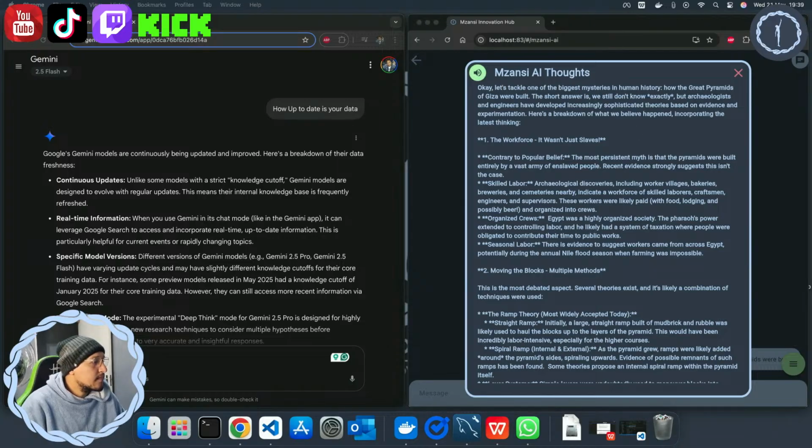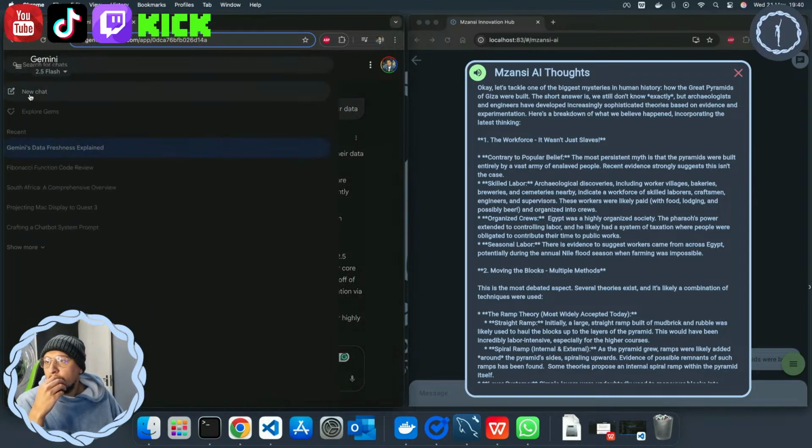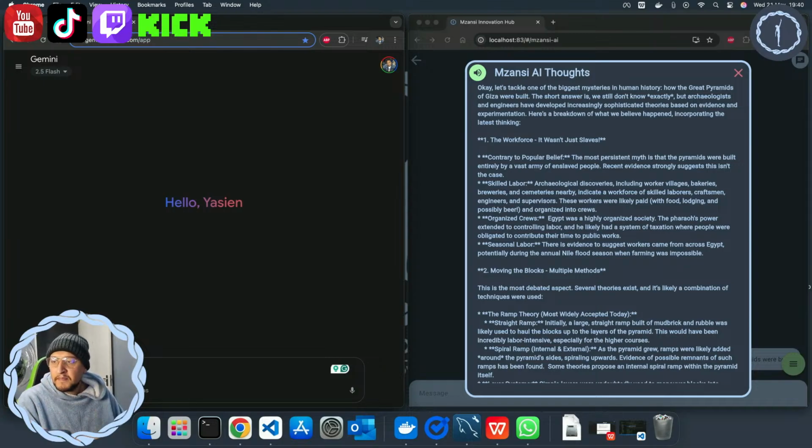Okay, let's tackle one of the biggest mysteries in human history, how the Great Pyramids of Giza were built. The short answer is, we still don't know exactly, but archaeologists and engineers have developed increasingly sophisticated theories based on evidence and experimentation. Here's a breakdown of what we believe happened, incorporating the latest thinking. 1. The workforce. It wasn't just slaves. Contrary to popular belief, the most persistent myth is that the pyramids were built entirely by a vast army of enslaved people. Recent evidence strongly suggests this isn't the case. Skilled labor, archaeological discoveries, including worker villages, bakeries, breweries, and cemeteries nearby, indicate a workforce of skilled laborers, craftsmen, engineers, and supervisors. These workers were likely paid with food, lodging, and possibly beer, and organized into crews.